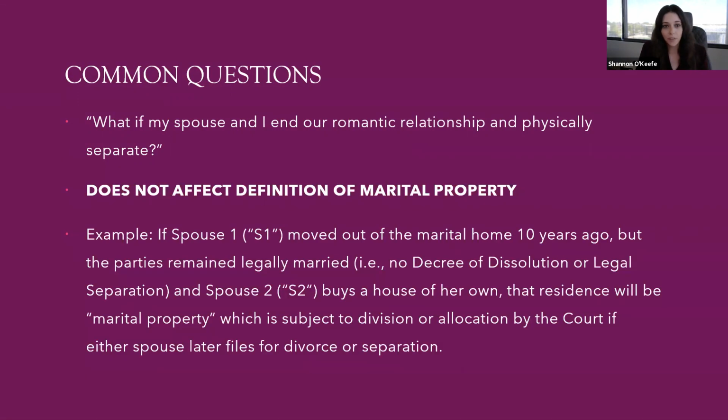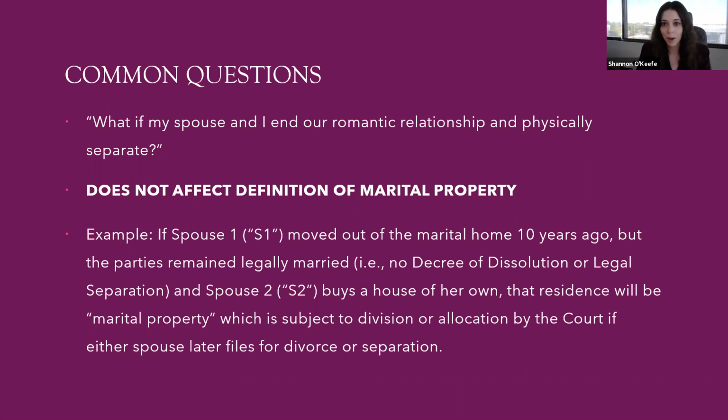For example, if spouse 1 or S1 moved out of the marital home 10 years ago, but the parties remained legally married, i.e. there's no decree of dissolution of marriage or decree of legal separation, and spouse 2, after the physical separation, buys a house of her own, that residence will still be classified as marital property, which is subject to division or allocation by the court if either spouse later files for divorce or separation.